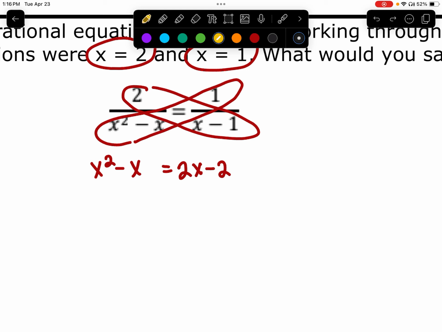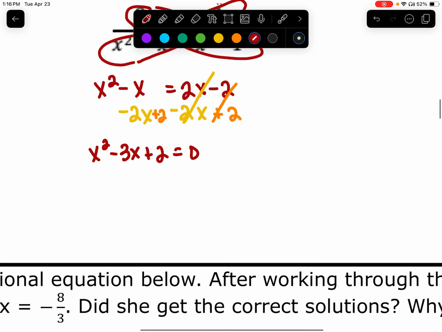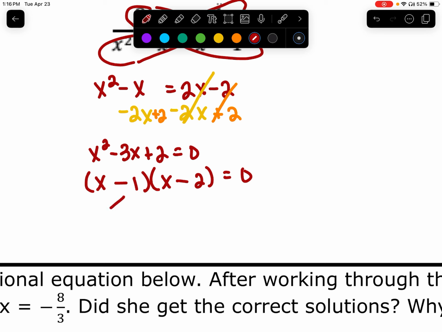Since this appears to be quadratic, I'm going to start by moving everything to one side. So that'll zero out, that'll zero out. So that'll be x squared minus 3x plus 2 equals 0. Now that we're here, let's see if it's factorable. All right, looks like it is factorable. Okay, so once we do that, we're going to separate and solve.